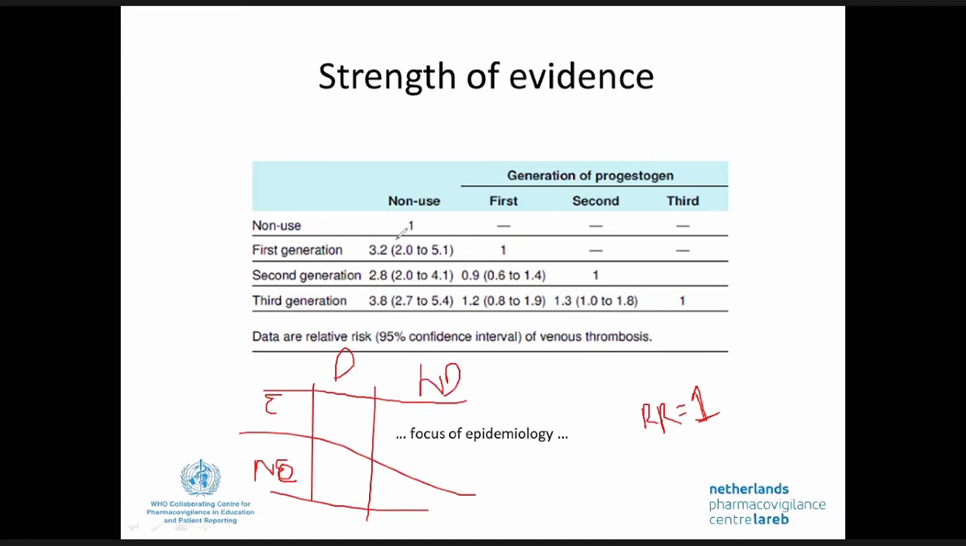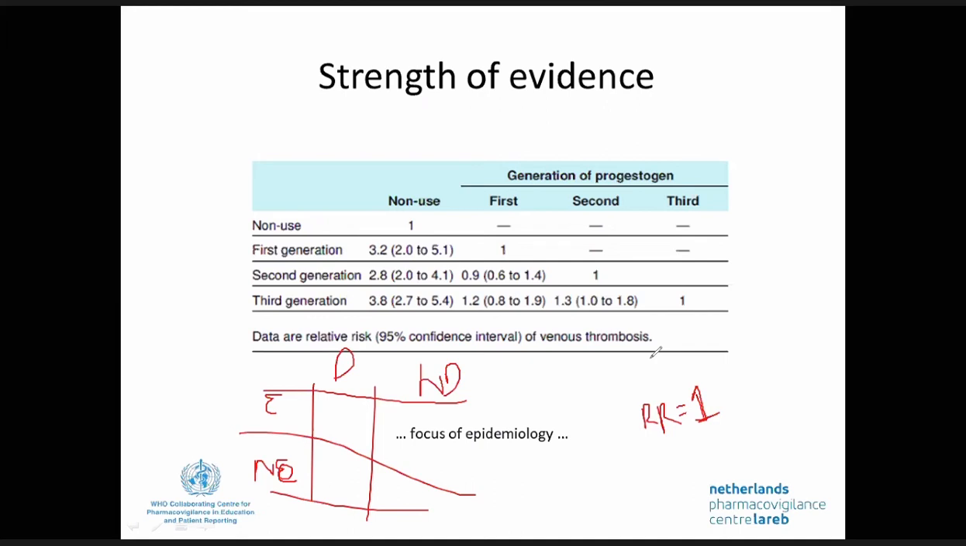Now, you can see that there's a difference here. All of these obviously are greater than 1, but there's a level to it. Obviously, 2.8 is lower than 3.2, and 3.2 is lower than 3.8. So you can see that third generation progestogens are most likely to result in the occurrence of venous thrombosis than first generation, than second generation, and than non-use of progestogens entirely. So in this case, you can say that a relative risk calculation can help you determine causality.